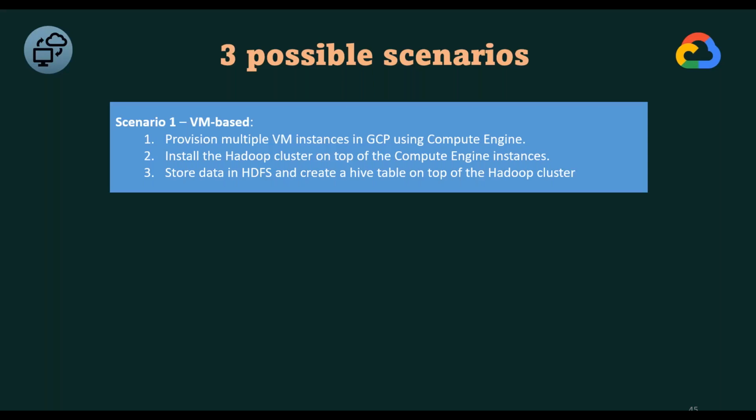When we go to the cloud, we have 3 options. We already know that one is virtual machine based, another is managed services, and the third is serverless options. In virtual machine based, you have to do 3 things. You have to go to Compute Engine in GCP and create a virtual machine. On top of your virtual machine, you have to create a Hadoop cluster. And on top of that, you can store your data in HDFS and create a Hive table.